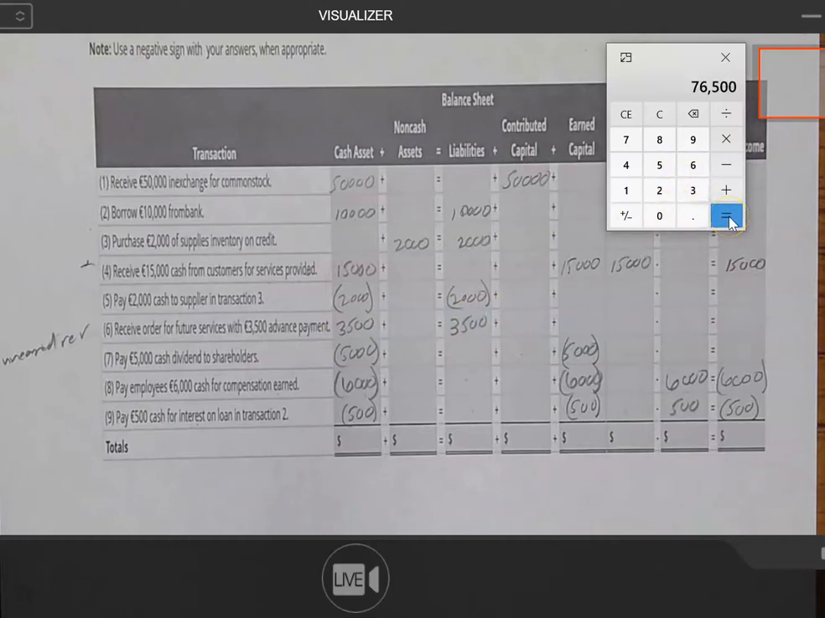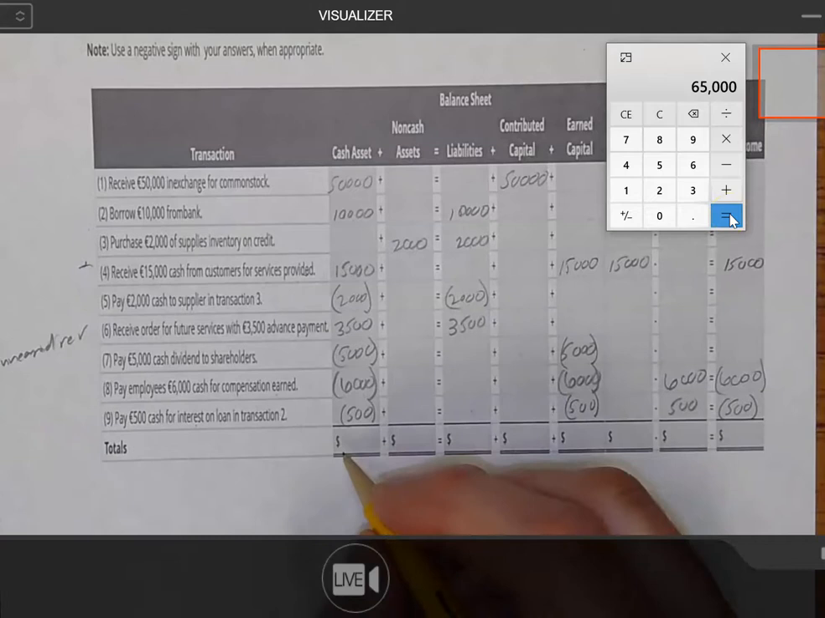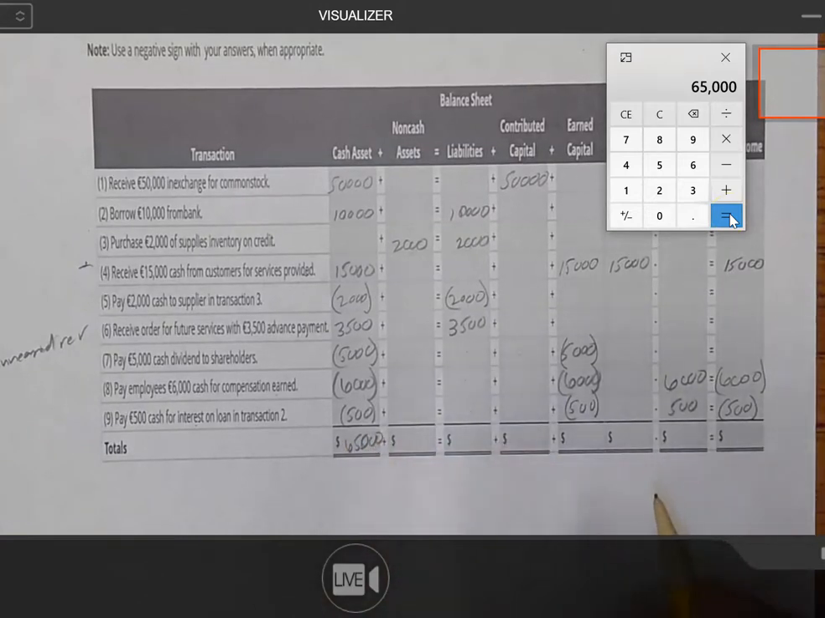Okay, and then we're going to pay the cash dividend. Okay, and then we're going to pay employees $6,000 cash. We're writing them checks or making direct deposits, but it's impacting the cash account. And then finally we're going to pay $500. Let's see, I already hit that, so we'll do it again. And so our ending cash balance is going to be, let's see here, $65,000.